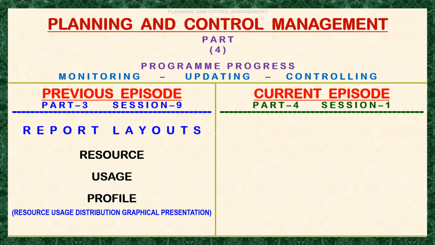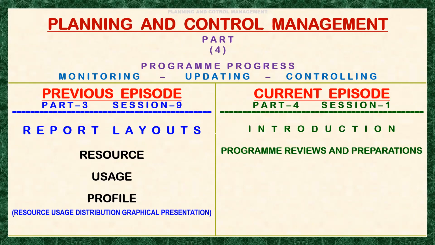This is our current episode, and this is about the introduction for the program progress monitoring, updating, and controlling. And the second is program reviews and preparation. So we have to prepare our program to be used in the progress update. Now, here are the things that we need to do. First, we have to create a copy for program first update. Next is to revisit and review project setups and details.